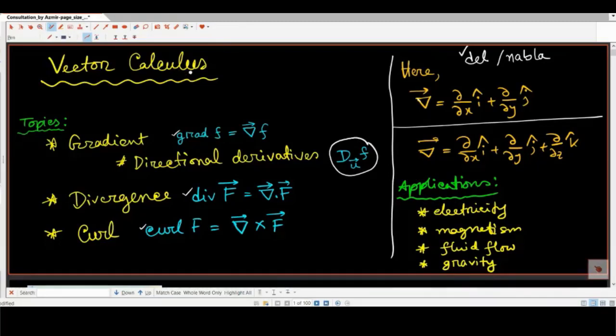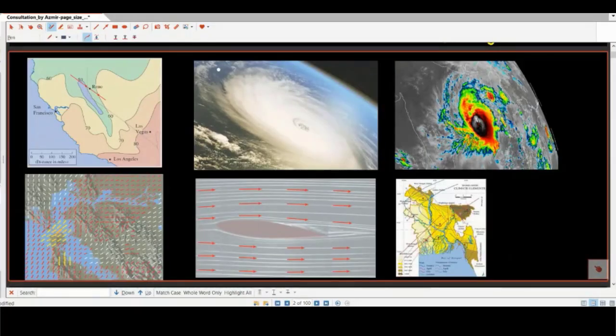Vector calculus can be used to describe real life phenomena like this. Let's say we want to know the temperature from the northern part of our country to the southern part. The temperature is changing with respect to distance. If we need to find the rate of change of temperature in this direction, then we have to apply the concept of vector calculus.